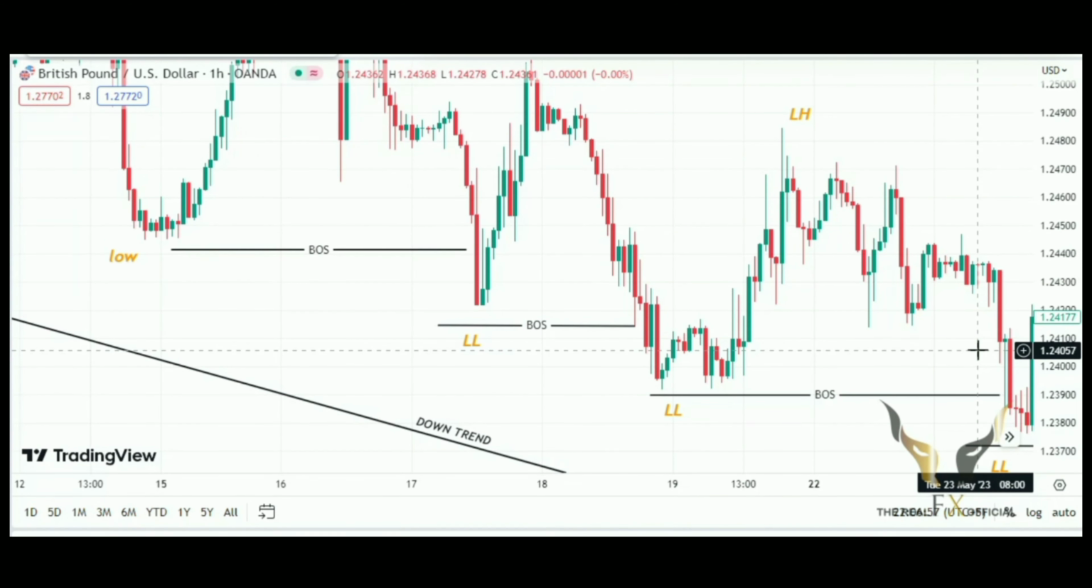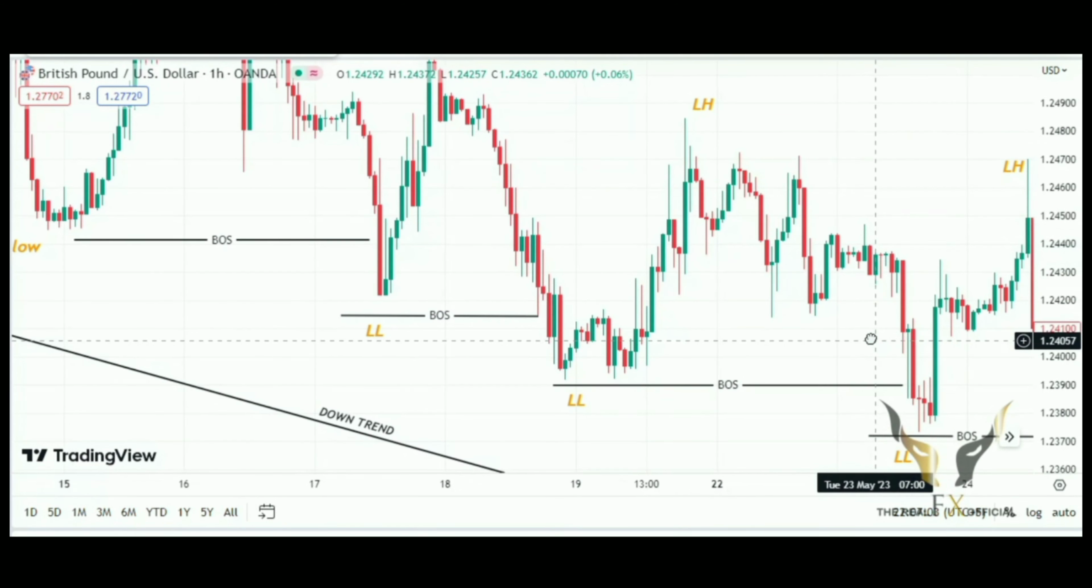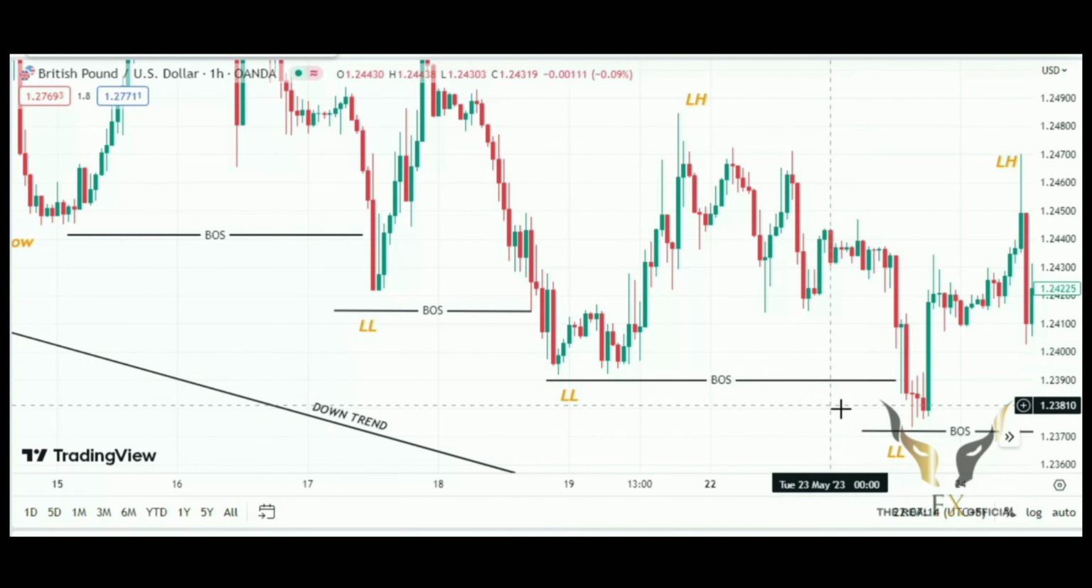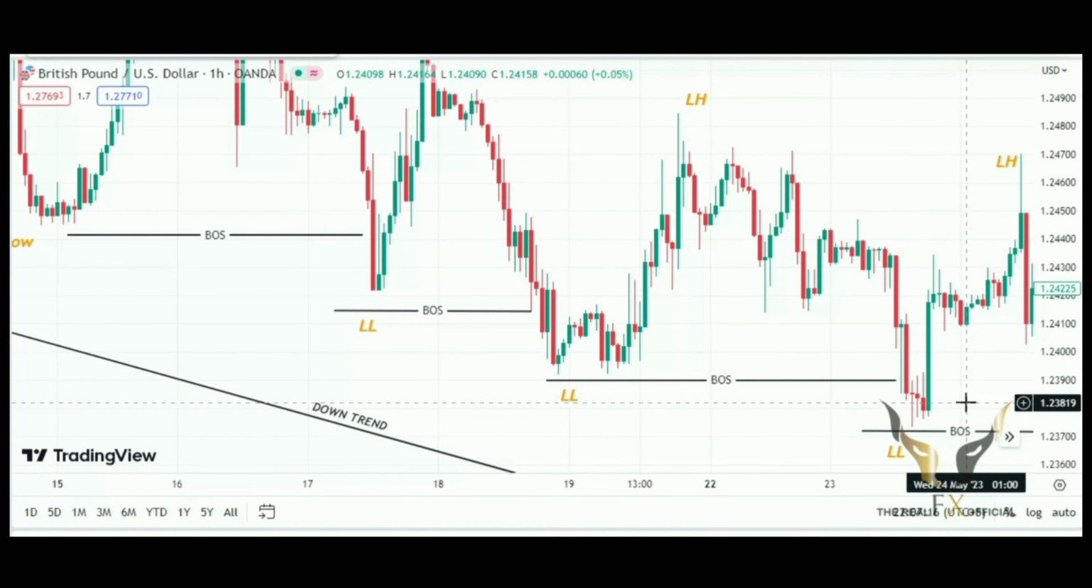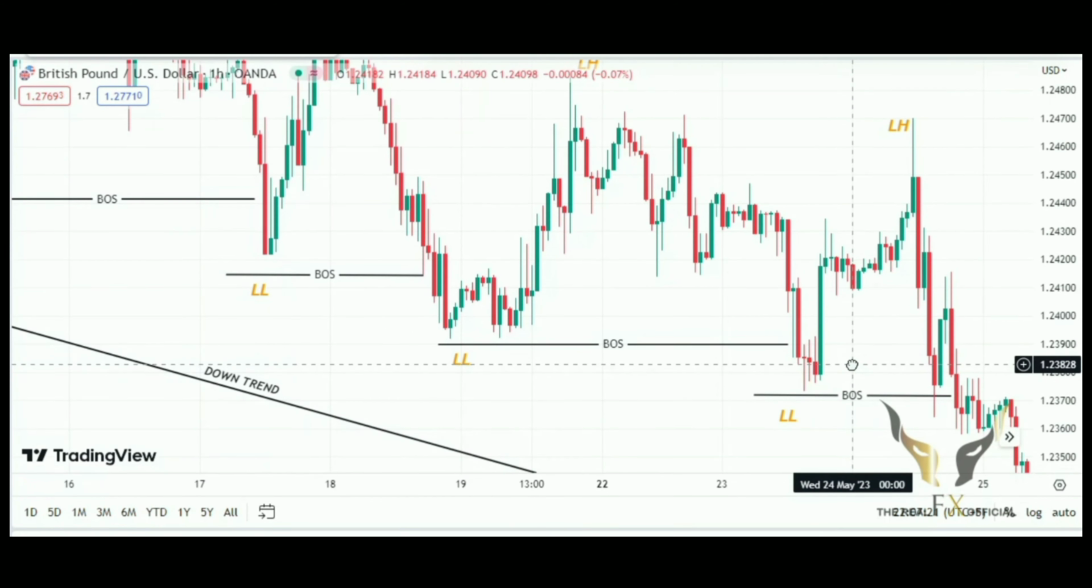Okay, so now what we expect is a pullback. Okay, so the price is just going up for the pullback purpose, so it has created a lower high. Okay, a lower high. So what we expect from the price, just because the price is in bearish trend, is that the price has to take out this low, okay, or break this structure. So now let's see, and the price has just broken this structure.